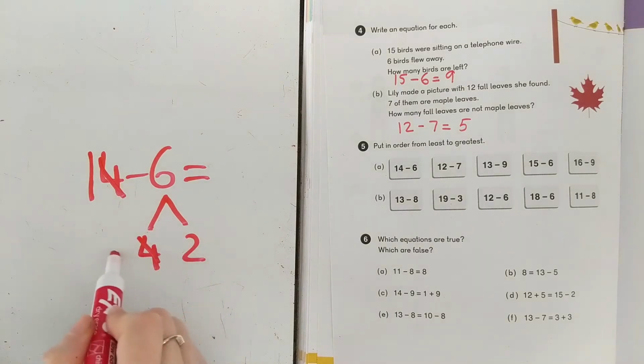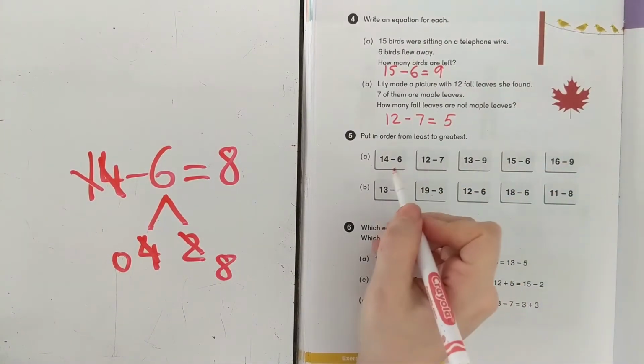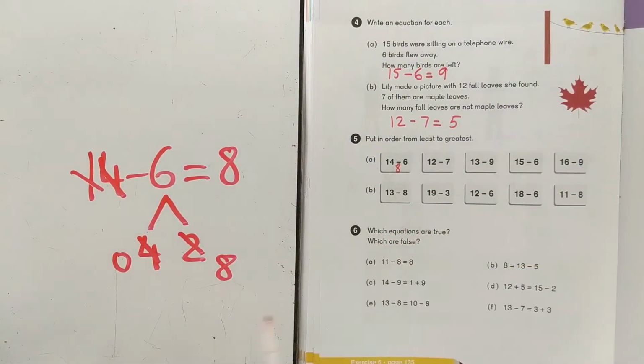4 minus 4 is 0. 10 minus 2 is 8. So I know 14 minus 6 is 8. Therefore, I'm going to write a small 8 right there. I'm going to squeeze it in there.